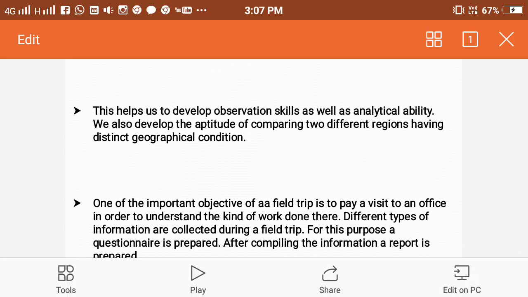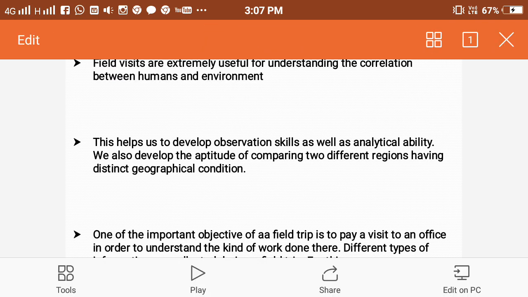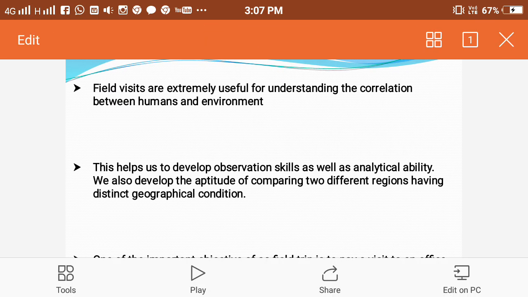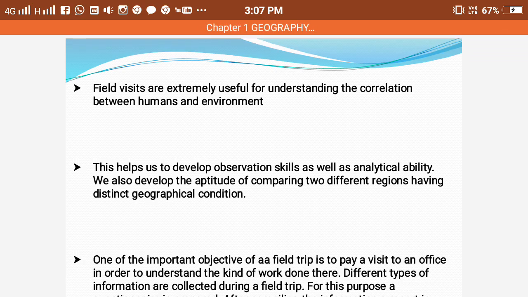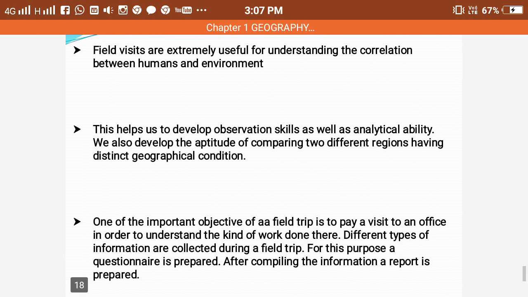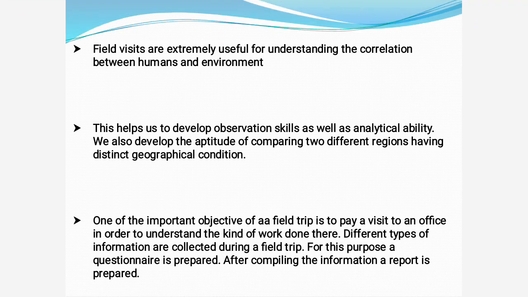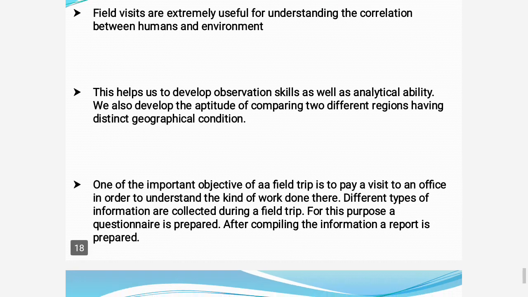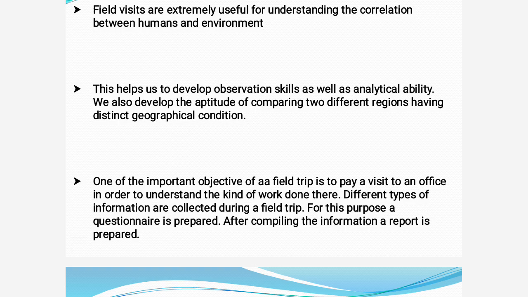Field visits are extremely useful for understanding the correlation between human and environment. This helps us to develop observation skills as well as analytical ability. We also develop the aptitude of comparing two different regions having distinct geographical conditions. One of the important objectives of a field trip is to pay a visit to an office in order to understand the kind of work done there.